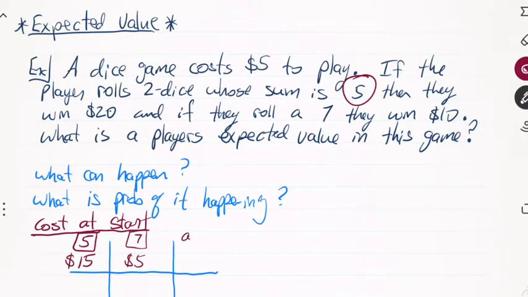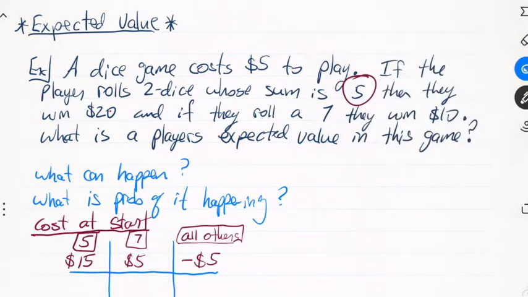And then all others, any other sum that you can come up with two dice that are not a 5 or a 7, they're actually going to lose $5. You're not going to win a darn thing because you paid $5 to play this game. So this is taking care of the cost at the start of the game. All right, so then we have to deal with probabilities.